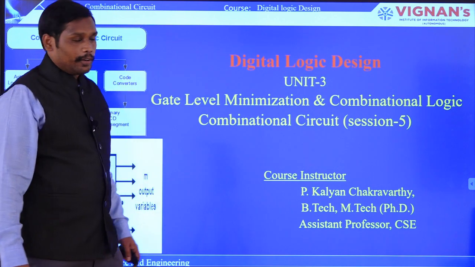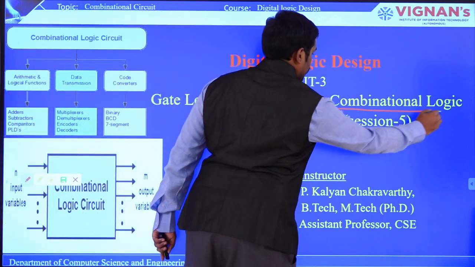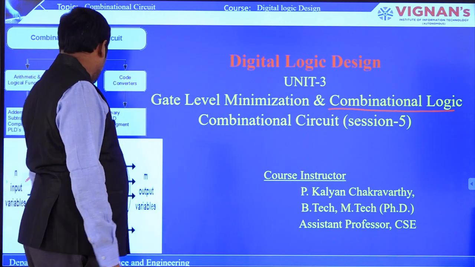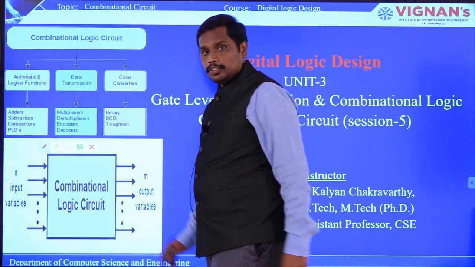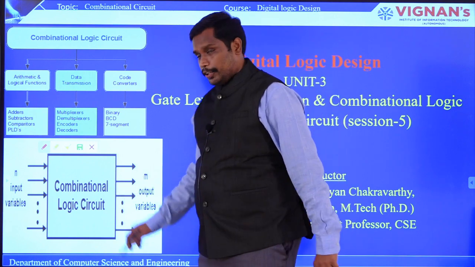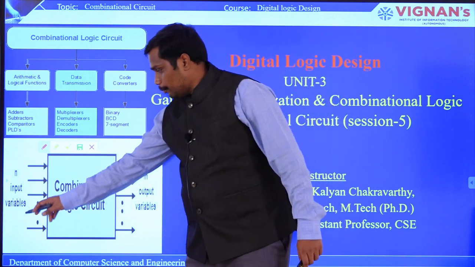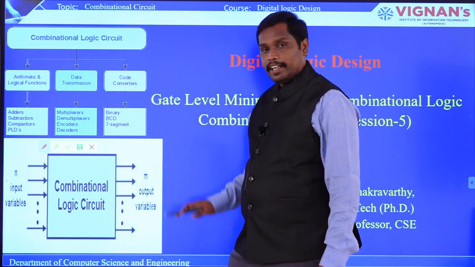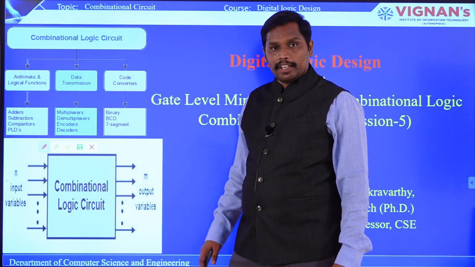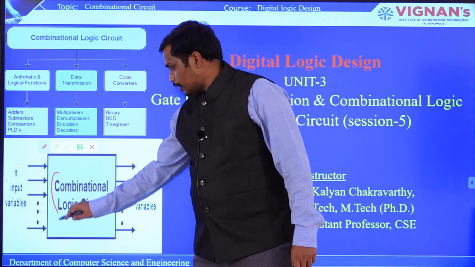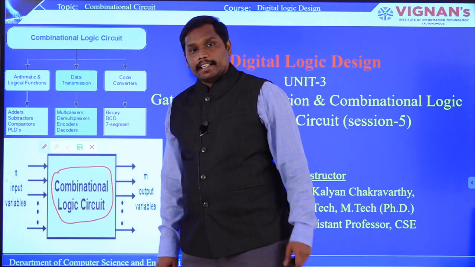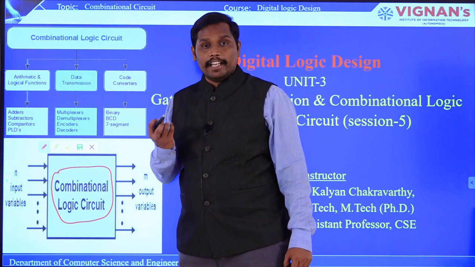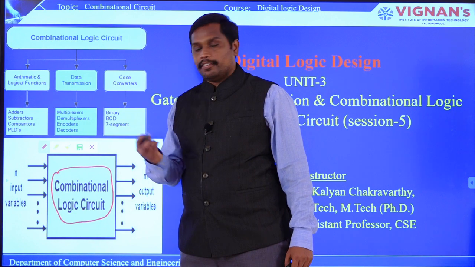session 5. Now we are going to the second part of unit 3, that is combinational logic or combinational circuits, right? So here you can see in this diagram, this is a combinational logic circuit where you can have n number of input variables, and that is given to a combinational logic circuit, and that will provide m number of output variables. This particular combinational logic circuit, the gates that are there in that particular logic circuit, doesn't have any feedback or any memory to store some kind of data in it.